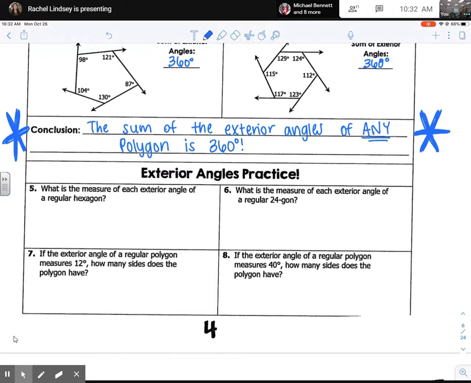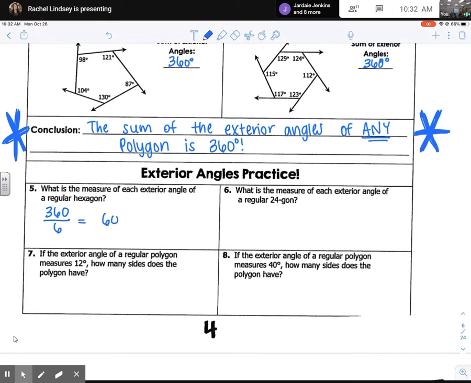So, on number 5, it says, what's the measure of each exterior angle of a regular hexagon? A regular hexagon has all equal interior angles, which means it'll have all equal exterior angles. So, we're going to take 360, because that's the sum of all exterior angles, and we're going to divide it by the number of sides. How many sides does a hexagon have? 6. So, what's 360 divided by 6?